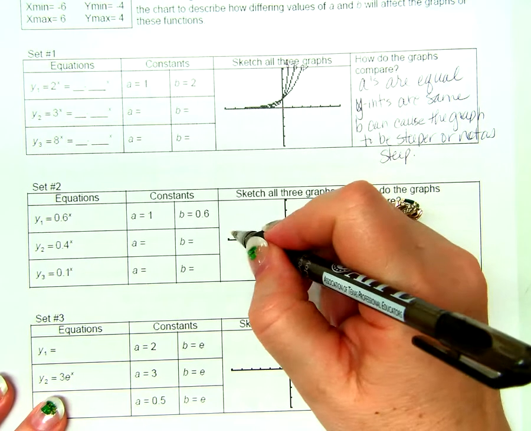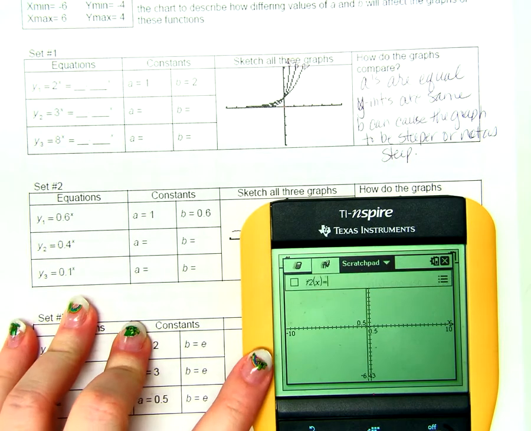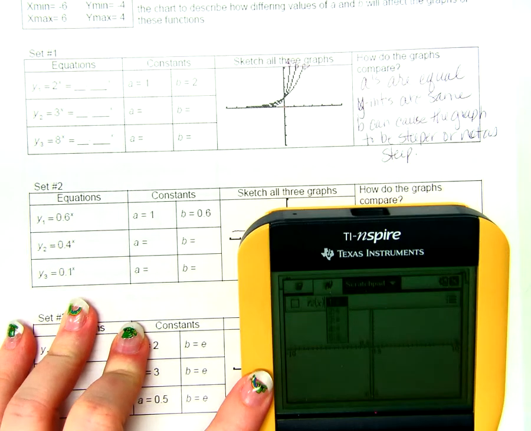If this one looks like this, is that what I want to say? Hold on real quick, because I think I just drew the wrong thing. But I want to be able to show you. I always do mine in pen so you can see it. My window's all weird on my calculator. I don't know why. Okay, so if I tab and delete whatever equation's in there already.